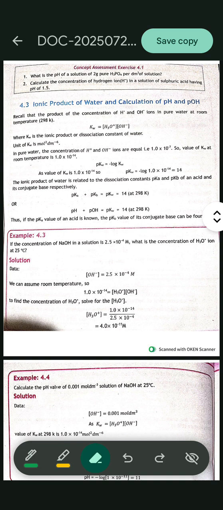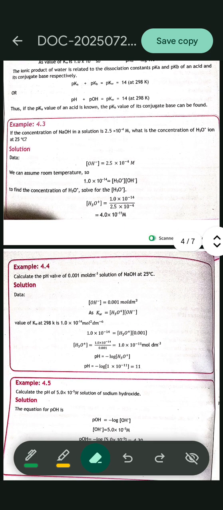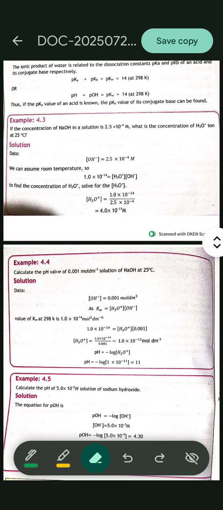Okay, now we have another example, that is example 4.3. If the concentration of NaOH in solution is 2.5 into 10 to the power minus 4, what is the concentration of H3O positive ions? OH negative ions concentration is 2.5 into 10 to the power minus 4. Now we have to put these values in the equation, and we got the final answer, that is 4.0 into 10 to the power minus 11 molar.